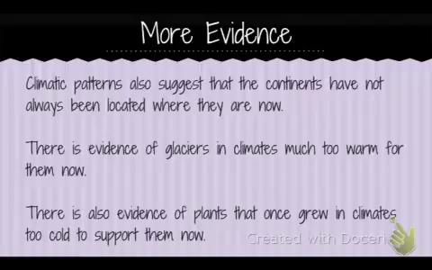Climatic patterns also suggest that the continents have not always been where they are now. What we mean by this is that there's evidence of glaciers in climates that are much too warm for them now. If they look at the rock record, they can see varves and things like that, things that would have only occurred in areas of glaciers. But based on the weather patterns of that area, if it's too close to the equator, there's no chance there could have been glaciers there. So it must have been in a different location previously on Earth.